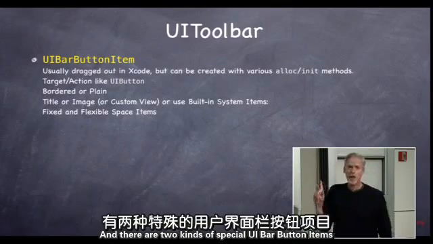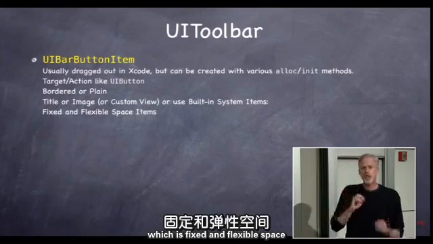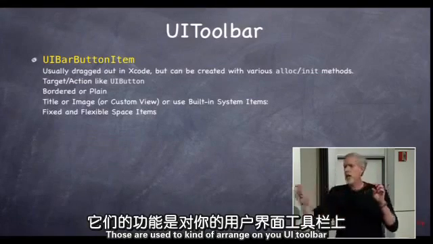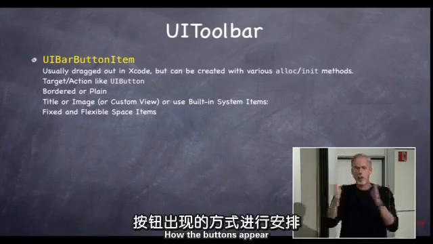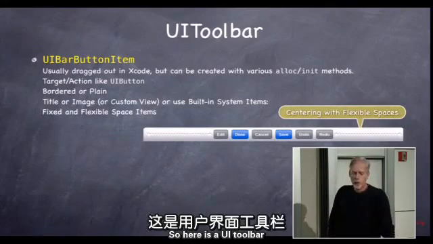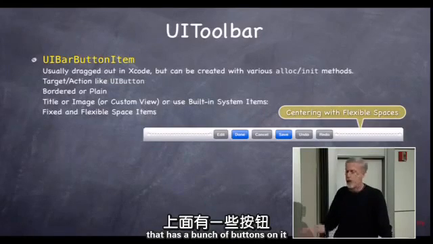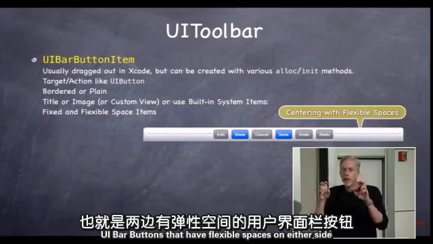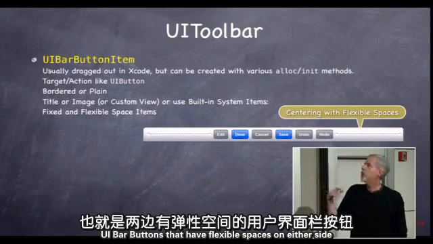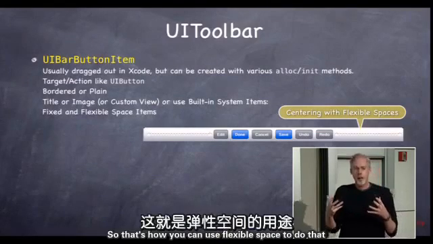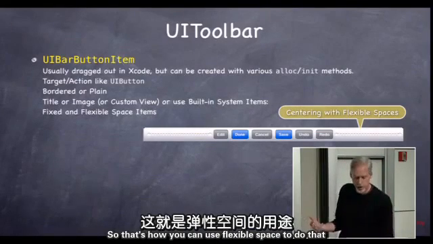And then there's two kind of special UI bar button items, which is fixed and flexible space. Okay? And those are used to kind of arrange on your UI toolbar how the buttons appear. And so here's some examples of that. So here is a UI toolbar that has a bunch of buttons on it, and it has flexible space buttons, right, UI bar buttons. There's flexible space on either side. And you can see that it took all the rest of the buttons and just centered them in the middle. Okay, so that's how you can use flexible space to do that.